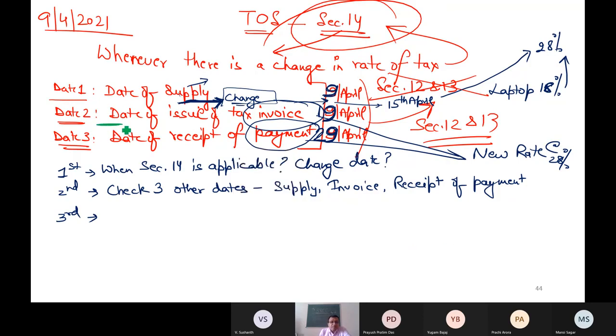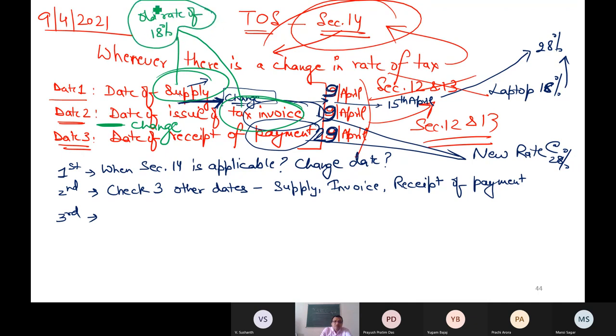Similarly, if the change is happening here, where the majority falls, supply is happening before, invoice is before, so the majority is before, then in this case I will apply the old rate, 18%. This is the point. That's it. This is what the entire section 14 is. Three different dates are necessary: supply, tax invoice, payment. These are necessary to make a decision.